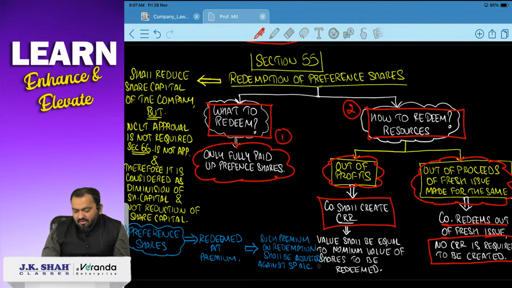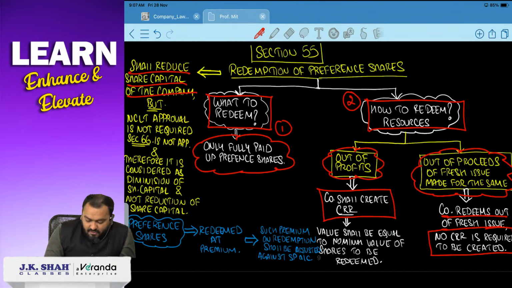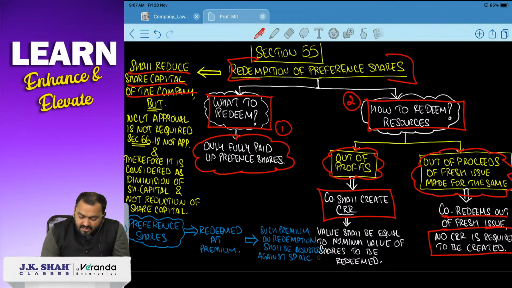So by redemption of preference shares, are we going to reduce the share capital? Yes. So will this lead to reduction of share capital or diminution of share capital? Let's see. Here it is: such reduction in share capital of the company, yes, by redemption of preference shares it reduces the share capital. But NCLT approval is not required, as section 66 is not applicable. Why? Because this is called diminution of share capital and not reduction of share capital. You understood?